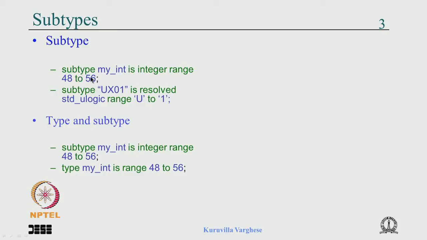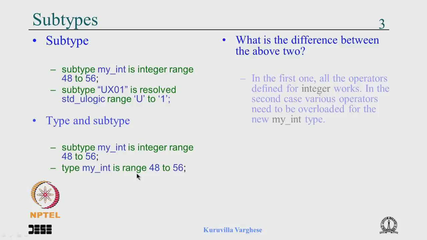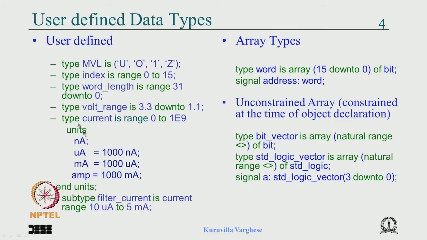The advantage of defining a subtype is that you can use all the operators, unlike if you define your own data type, where you need to overload all the operators and functions which you need to use for this particular data type. And this shows various user defined data types: enumerated, integer, real, a physical data type, and a subtype.